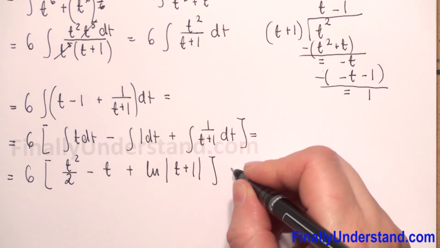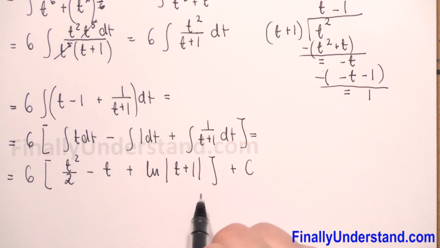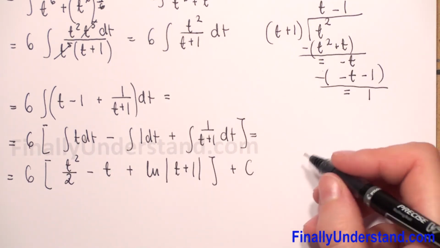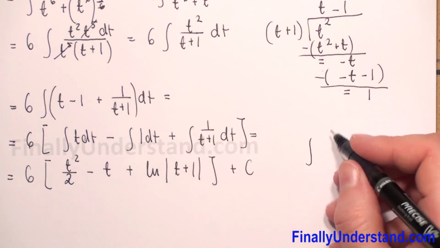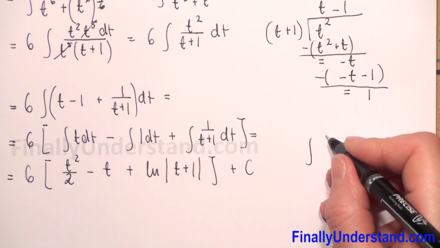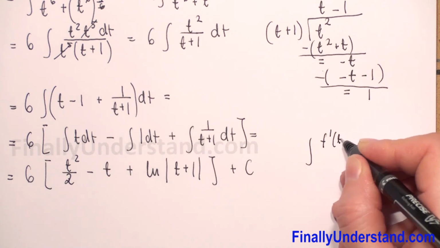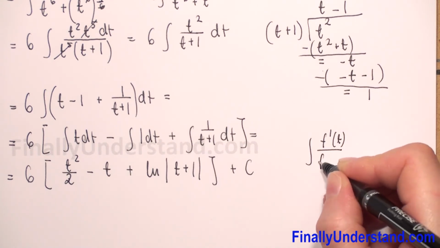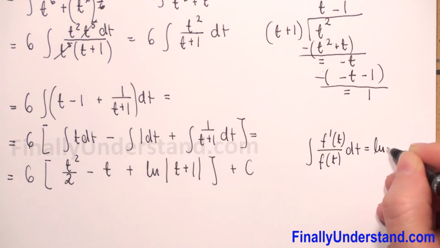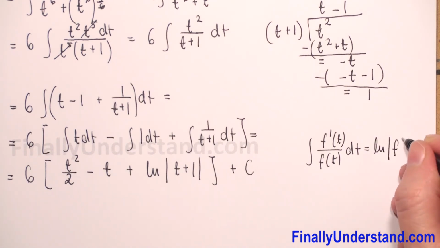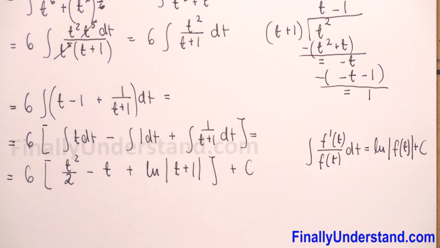At the end I will put a constant, because when we add constants and when we multiply by 6 we will still have a constant. I will write this formula which I use for this integral. We have in the numerator f prime of t over f of t with respect to t is equal to the natural logarithm of the absolute value of f of t plus a constant.